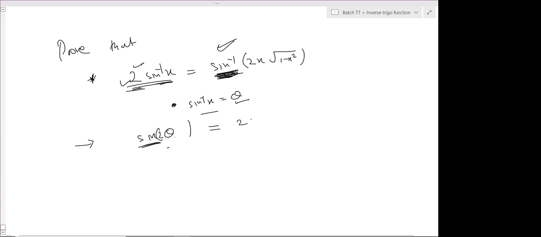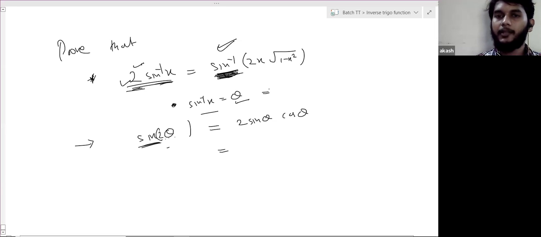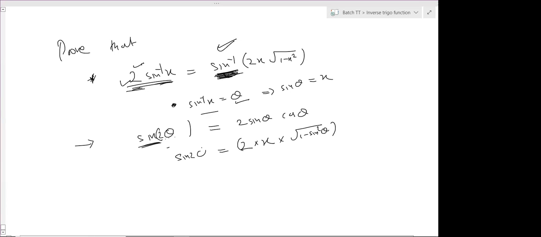2 sine theta cos theta. So from here we can write sine theta is x. So this is 2 into x. And cos theta we can write under root 1 minus sine square theta. Yes or no? Yes, sir.